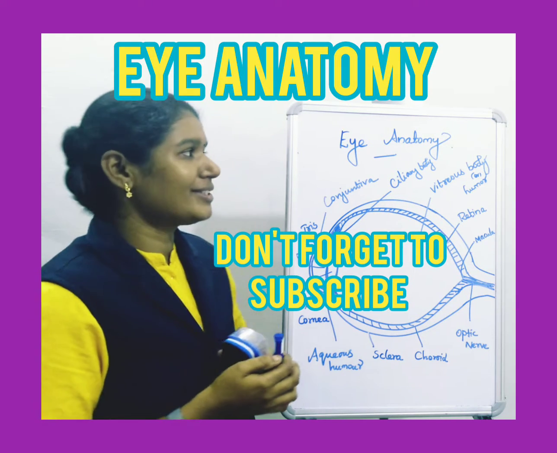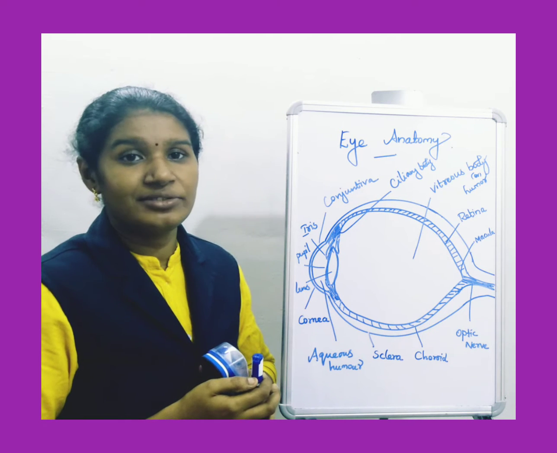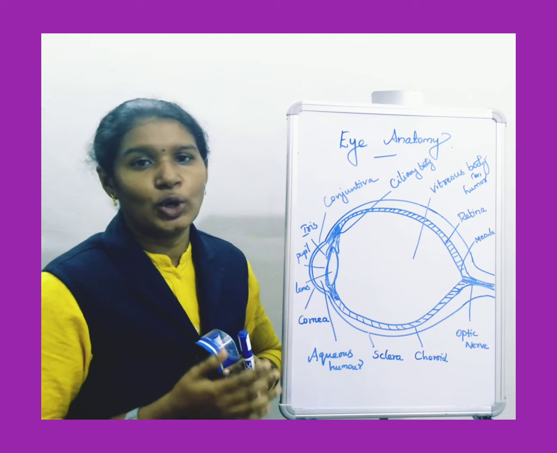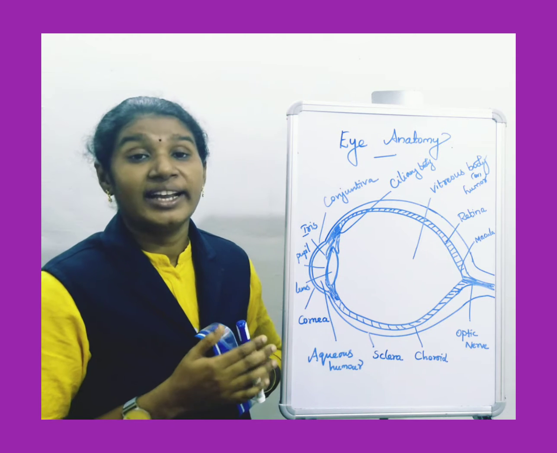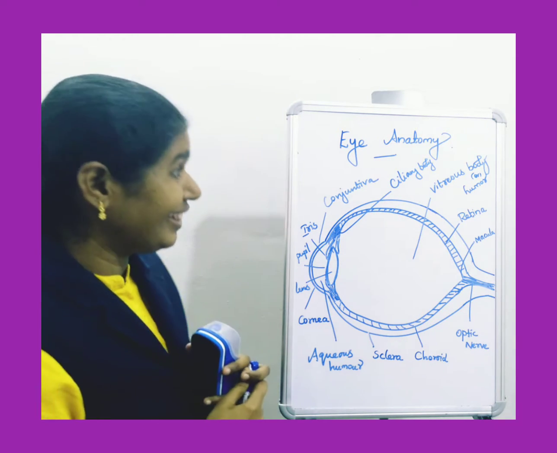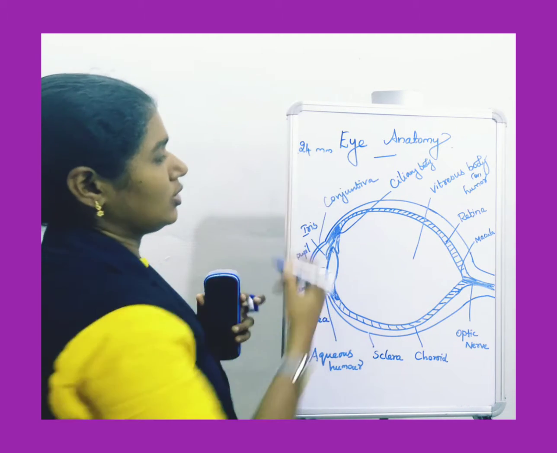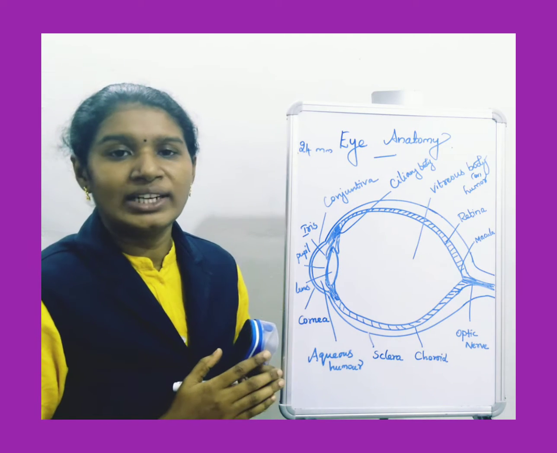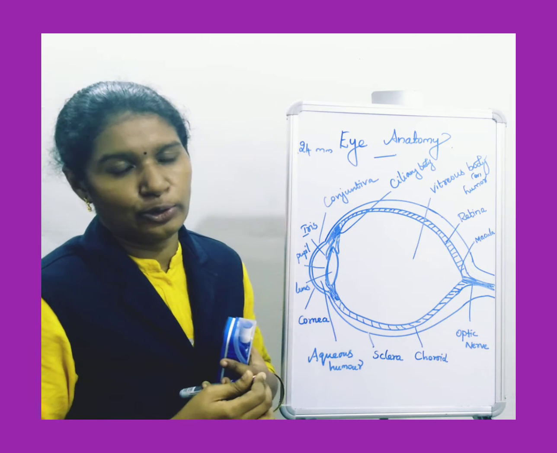Today our topic is eye anatomy. We are going to learn about the interior structure of the eye. We know that the eye is a sensory organ. The length of the eye is nearly 24 millimeters, and it grows up to the age of 20 or 21 years. After that, the eye cannot grow.